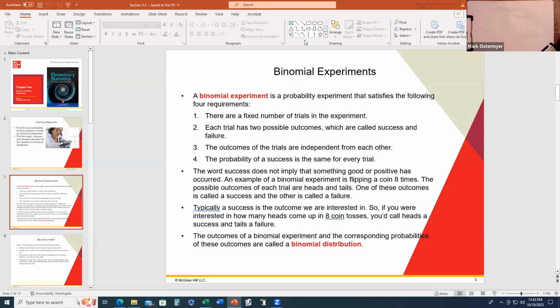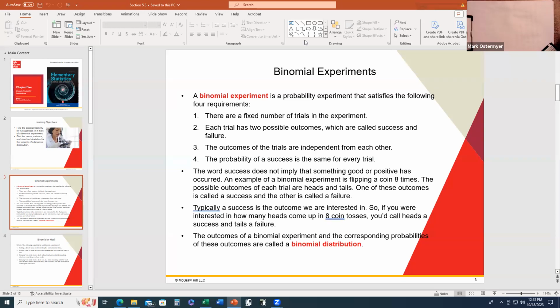Okay, so if I toss that coin 20 times, 20 trials, then the probability of tossing a head on each of those 20 trials must remain the same. Namely, it must be 70%. Again, the probabilities of having a success or a failure on a trial of a binomial experiment must remain the same trial to trial to trial to trial.